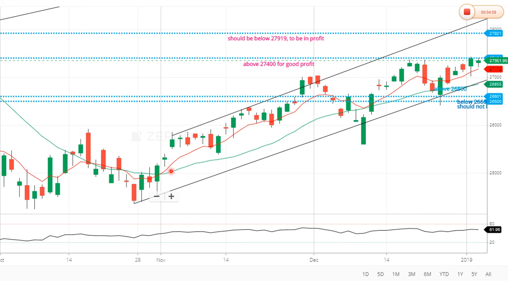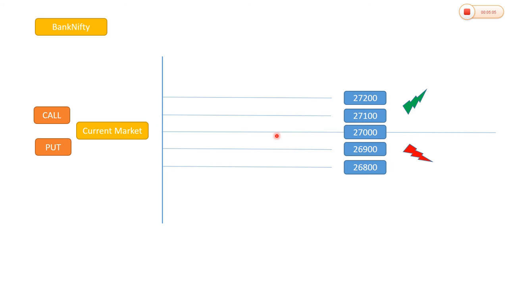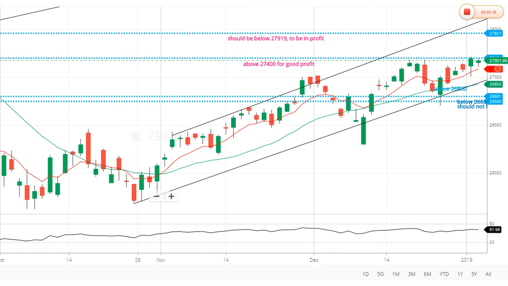I'm showing this every day chart, and it has an uptrend or downtrend based on the direction of the movement. Let's go back to the slide. Here, if we see call and put and the current market, this is the line where we are showing the current market price. Assume that it's around 27,000. This is what I'm referring to, the chart's current rate, 27,000 something.